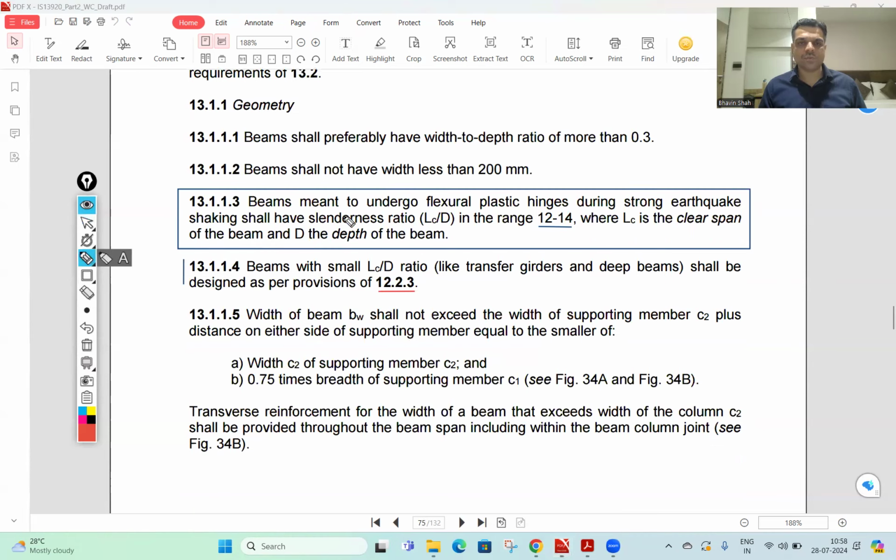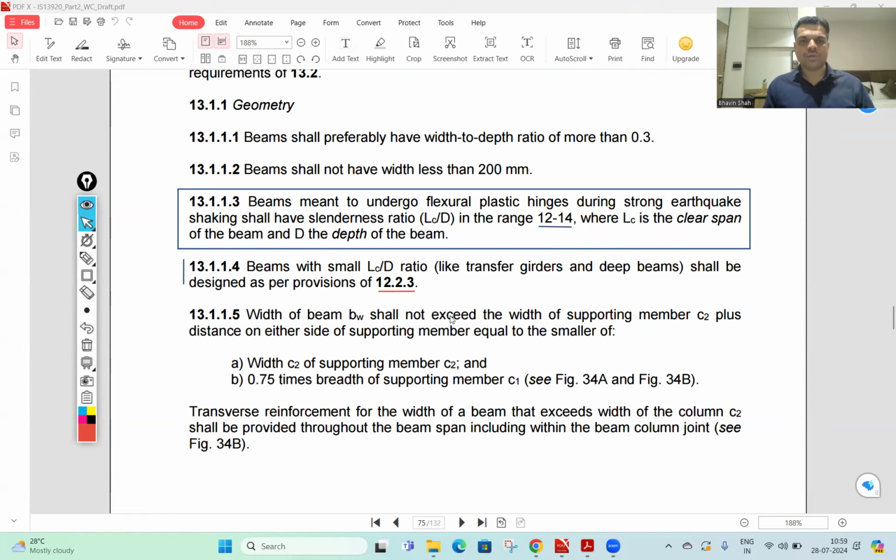It says that beams which are meant to undergo flexural plastic hinges during strong earthquake shaking shall have a slenderness ratio in the range of 12 to 14, where Lc is the clear span of the beam and D is the depth of the beam. So at the locations of plastic hinges, this slenderness ratio shall be restricted in this range of 12 to 14. And beams with a smaller Lc by D ratio, like transfer girders and deep beams, shall be designed as per the provisions of 12.2.3.